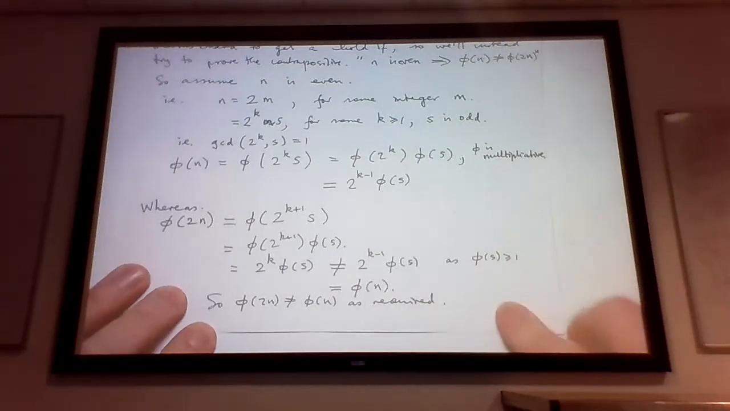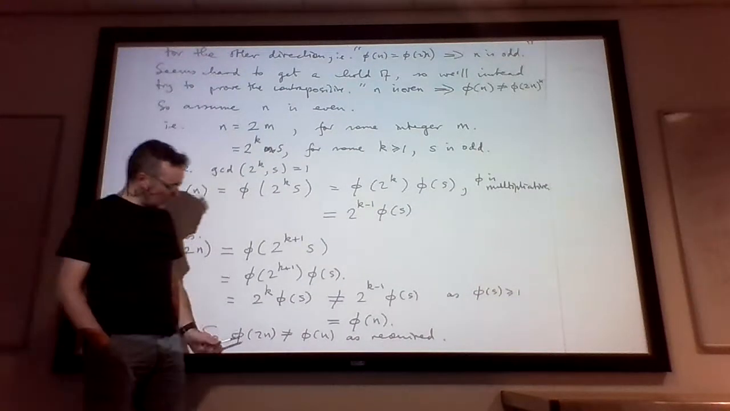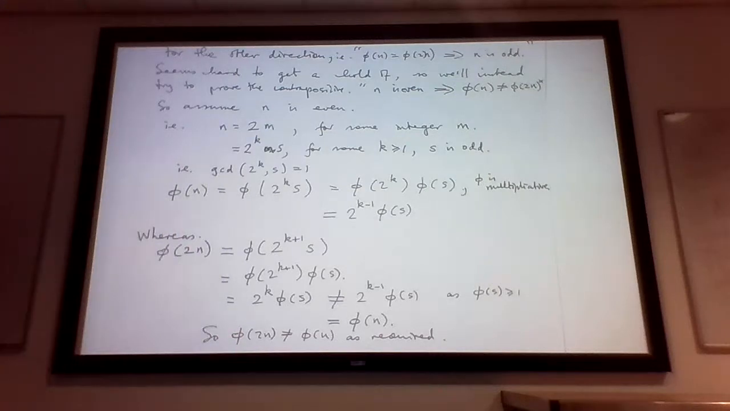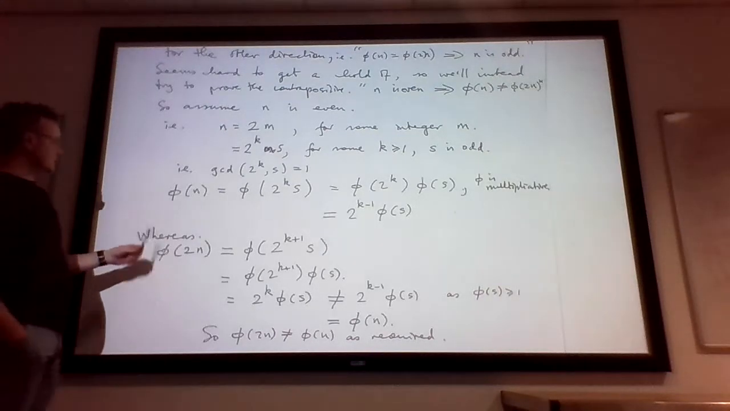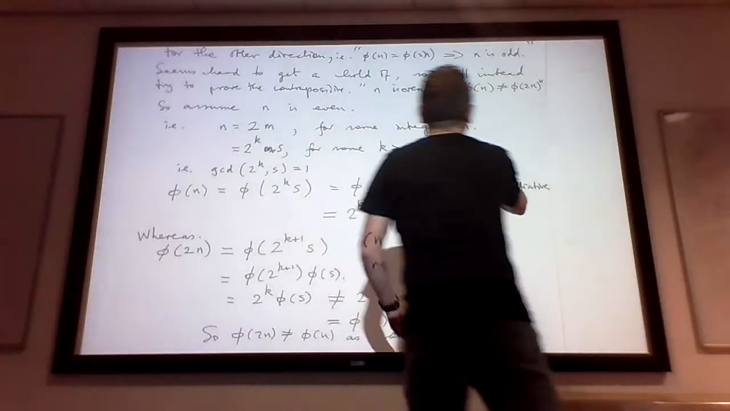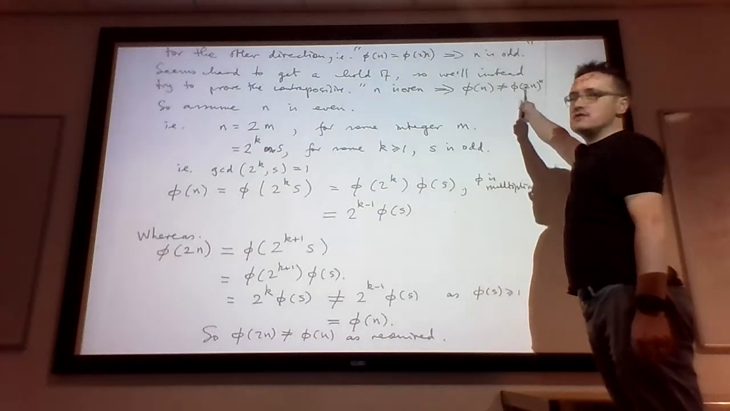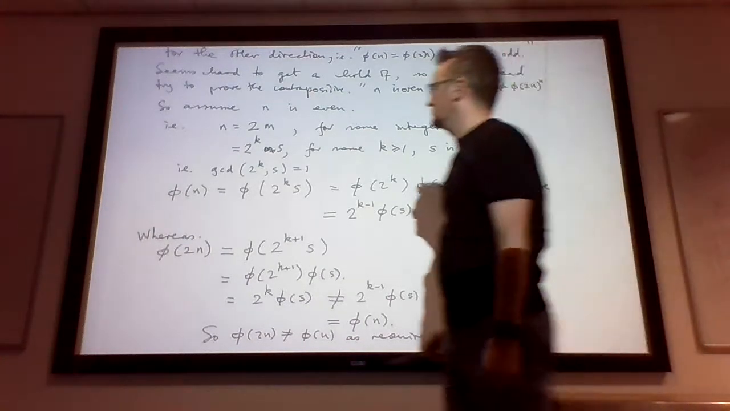So that proves the contrapositive, okay? Because we assumed n was even, and now we've reached the conclusion that phi(2n) is not the same as phi(n). I'm trying to prove that implication, so I need to examine these two values and show they're not the same.